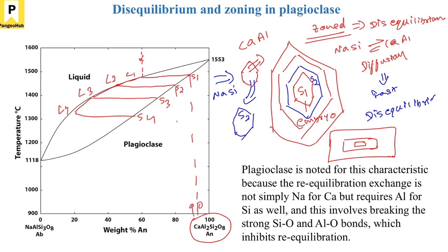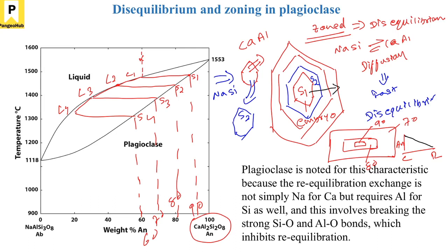90, this is 80, this is 70, you have 60. So from core to rim, if I plot anorthite content, it is decreasing. So this is known as normal zoning, where there is a drop in anorthite content from core to rim. So the core is calcic and the rim is sodic. So this is how a normal zoning can develop.